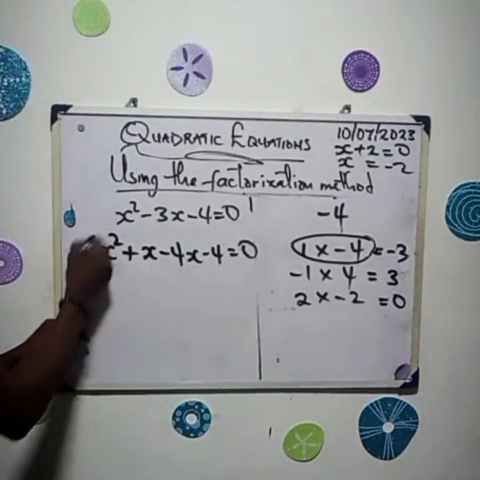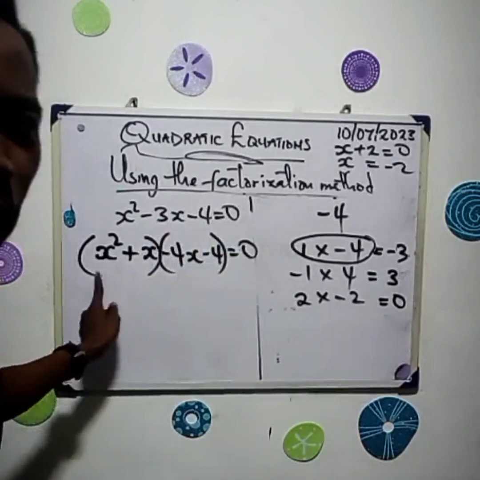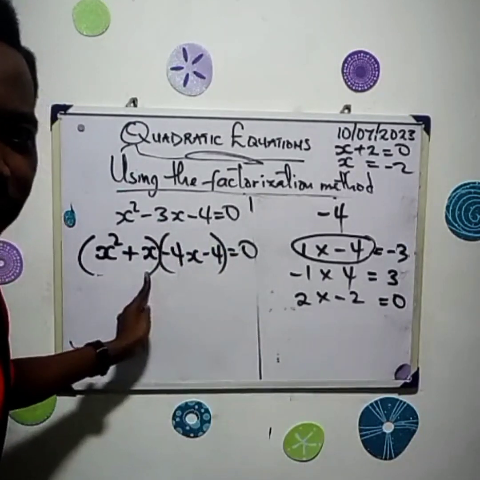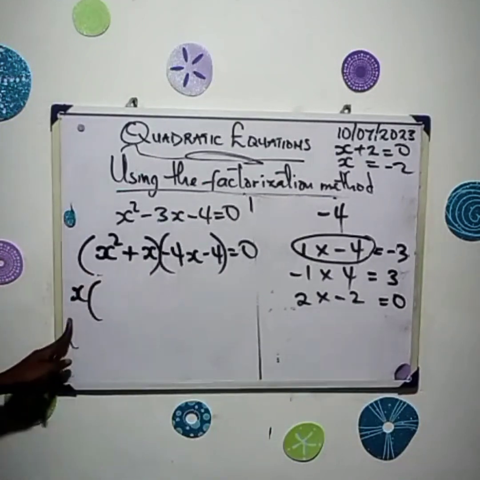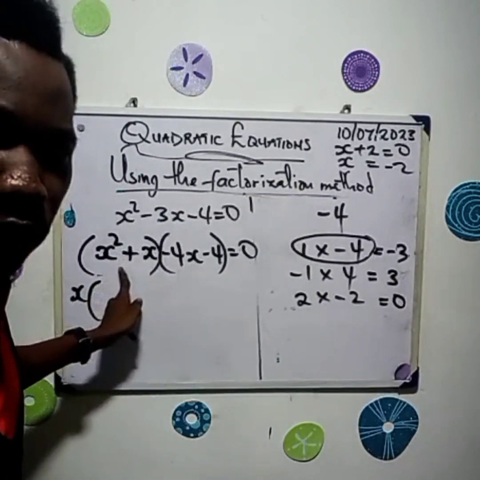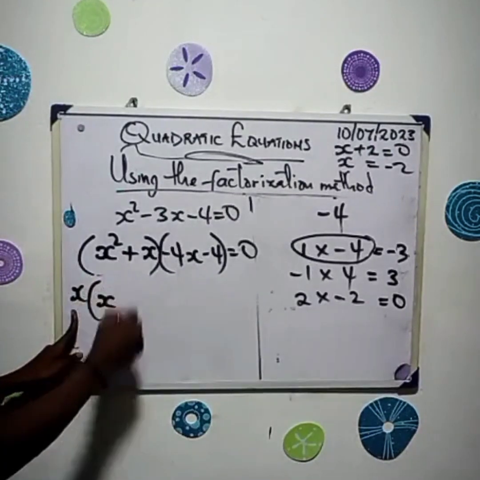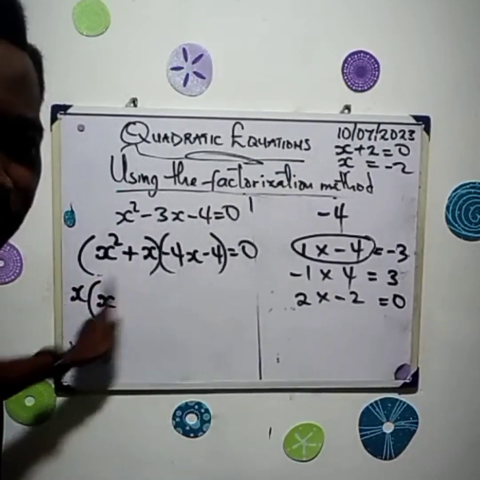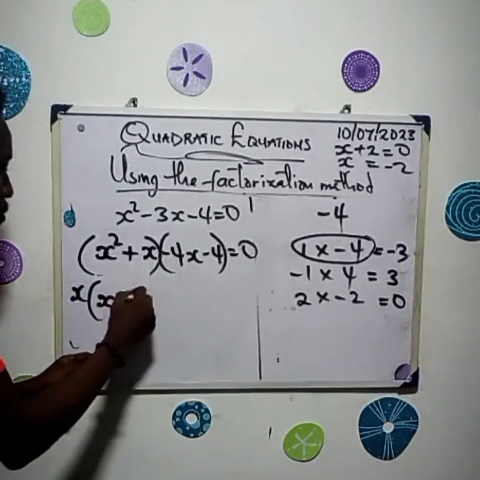What's the next thing? Factorize each one. So x squared plus x. What is the common factor? X squared and x, the common factor is x. So we have x into bracket. X times what will give you x squared? It's x times x. X times what will give you x? X times 1, so plus 1.